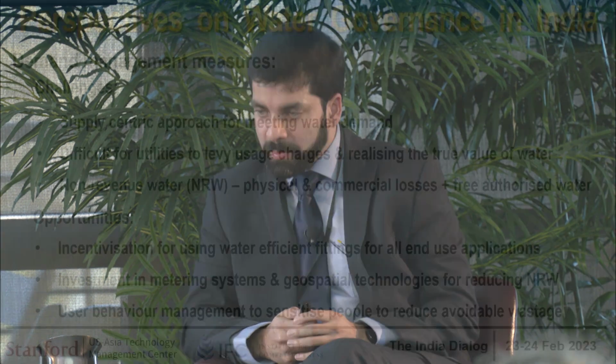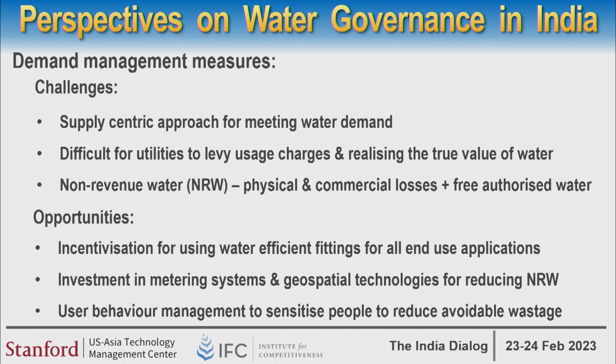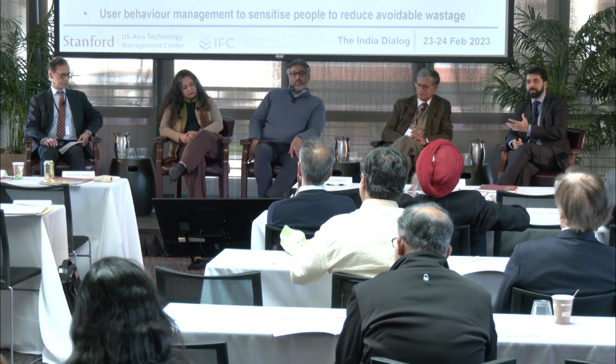Regarding the demand management measures, I've just listed down some very pressing challenges. As I said, we have a very supply-centric approach for meeting water demand. If there is a shortfall in the supply, we build new tanks. We try to look at building small reservoirs. We try to look at building desalination plants. But the demand-side efficiency measures are often ignored when we talk about matching the supply and the demand.